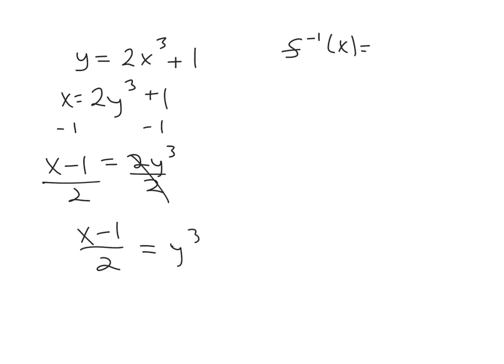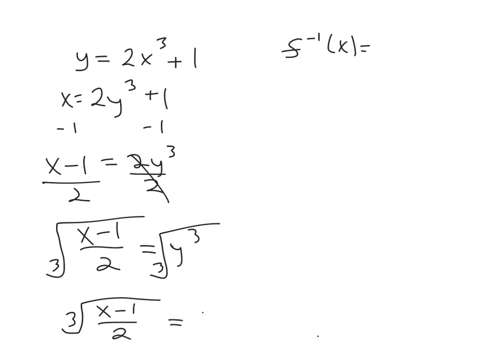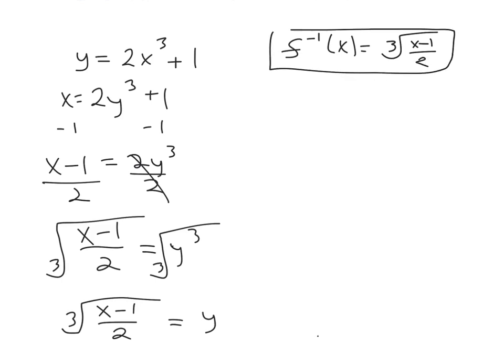Now how do we get rid of a power of 3 or a cubic function? We do the cube root. So I'm going to do the cube root, okay? So I have the cube root of (x minus 1) over 2 is equal to y, and that right there is going to be my inverse function. So let me do the cube root of (x minus 1) over 2 right there. And so the idea is you'd be able to plug this one into the original, and you'd be able to get y is equal to x.